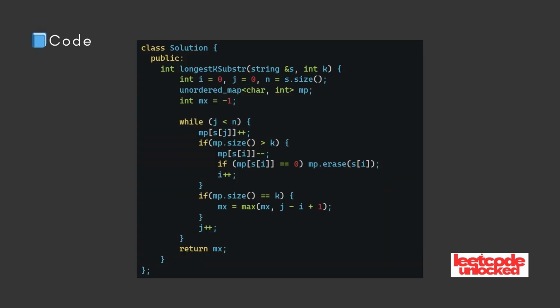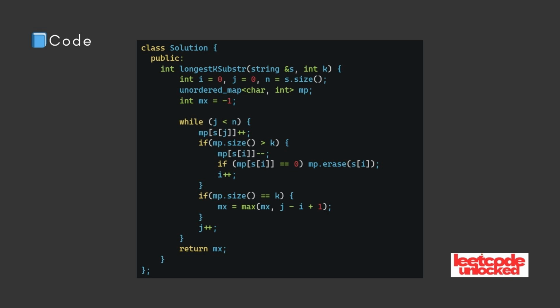We initialize a frequency map to track characters in the window. We expand the window by incrementing j and updating the map. If the map size exceeds k, we move i forward until we're back at k or fewer unique chars. When the size is exactly k, we update the max length of the window. This pattern ensures we're always checking the longest substring with exactly k unique characters.